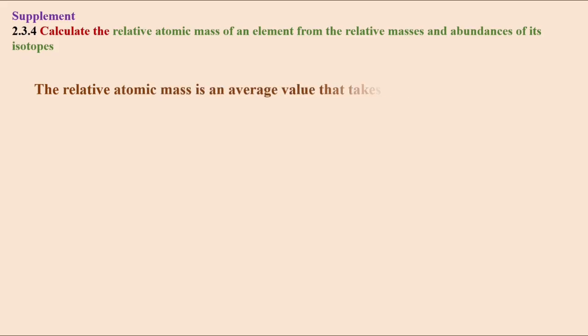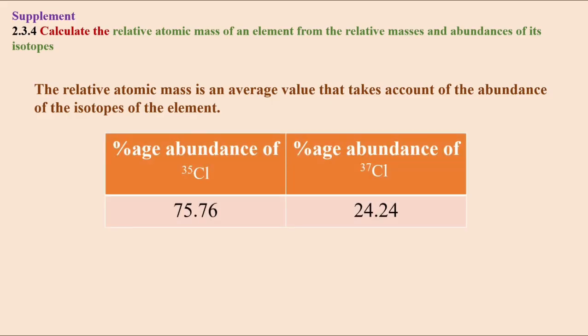The relative atomic mass is an average value that takes account of the abundance of the isotopes of the element. Let's look at this example. Chlorine has two isotopes. One isotope is chlorine 35 and another isotope is chlorine 37. Chlorine 35 has percentage abundance 75.76 and chlorine 37 has a percentage abundance 24.24.